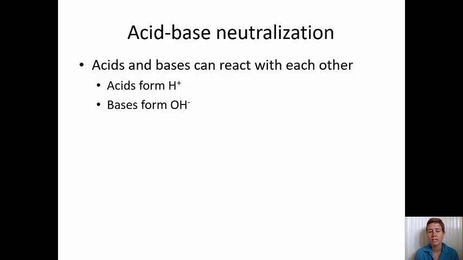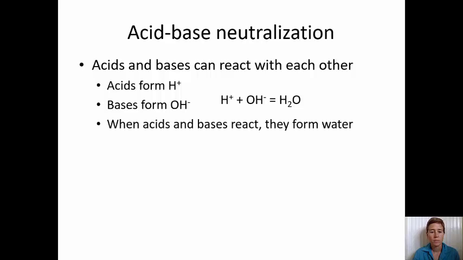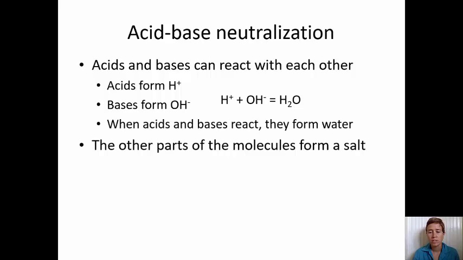So if we think of acids as forming protons, and bases as forming OH minus ions, well, those things together make water. So in acid-base neutralization reactions, we form water. Okay. Then whatever's left over forms what's called a salt. So we could have HCl and NaOH form water, and then the leftovers are NaCl. This is what we think of as table salt, but there are lots of other things that we call salts in chemistry.